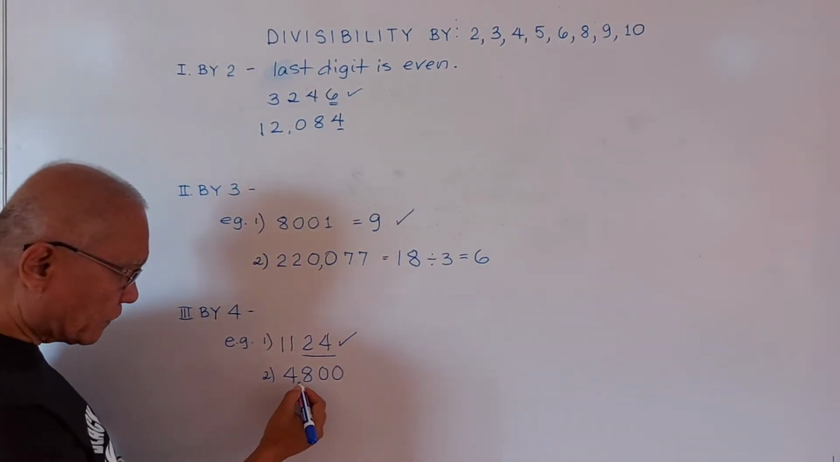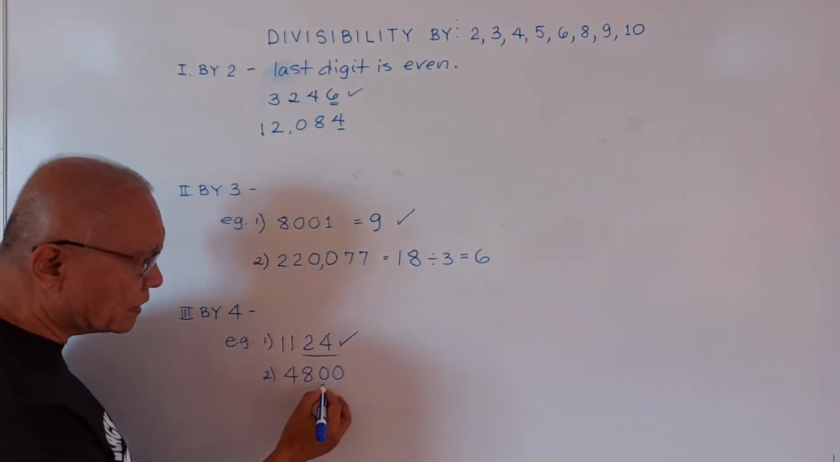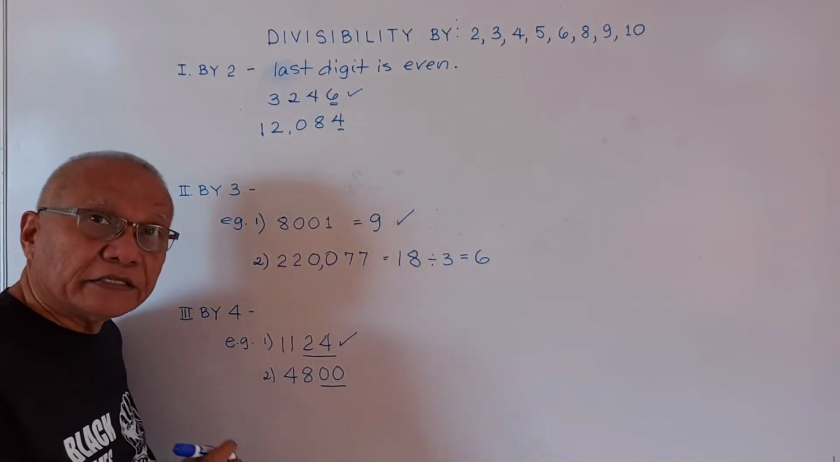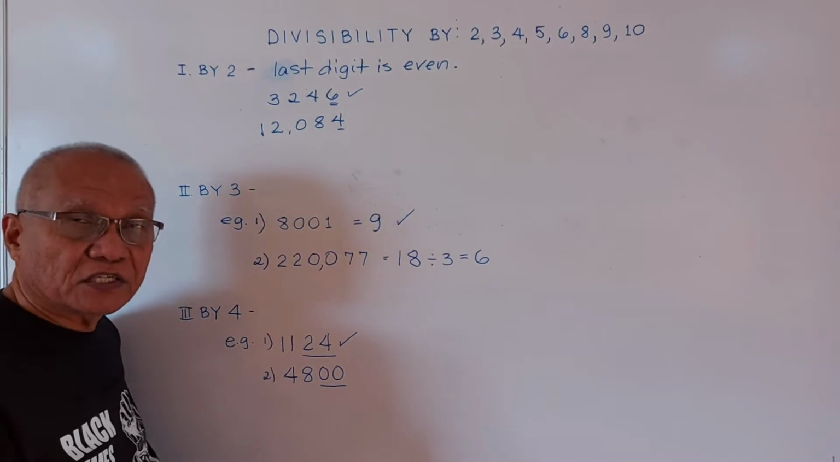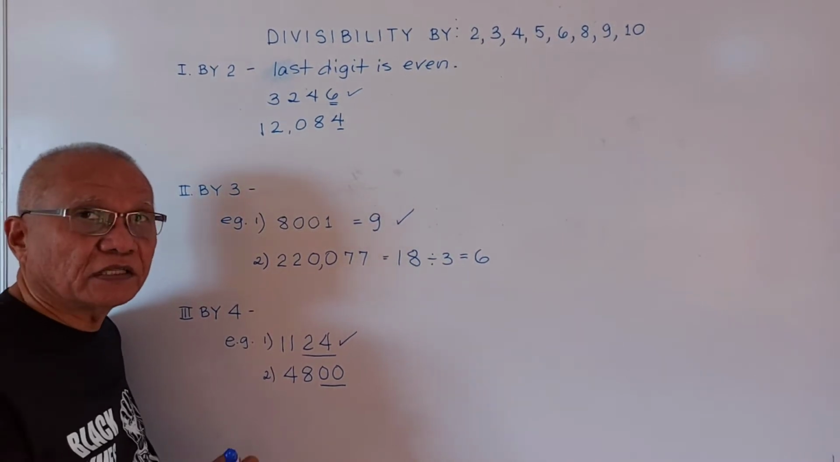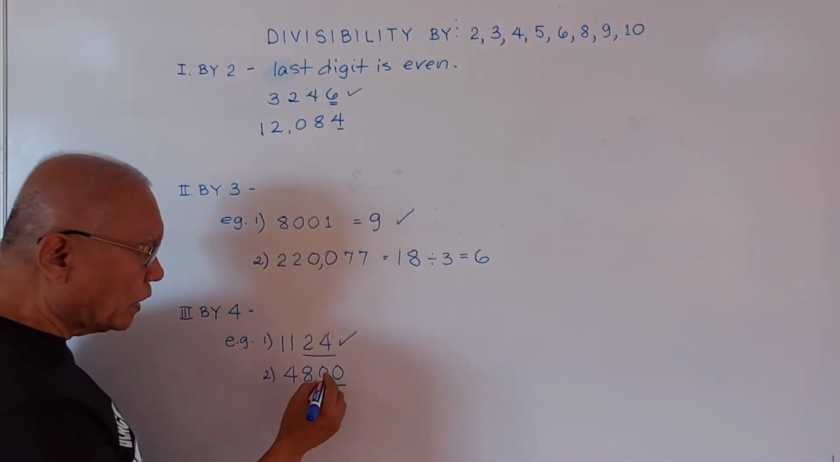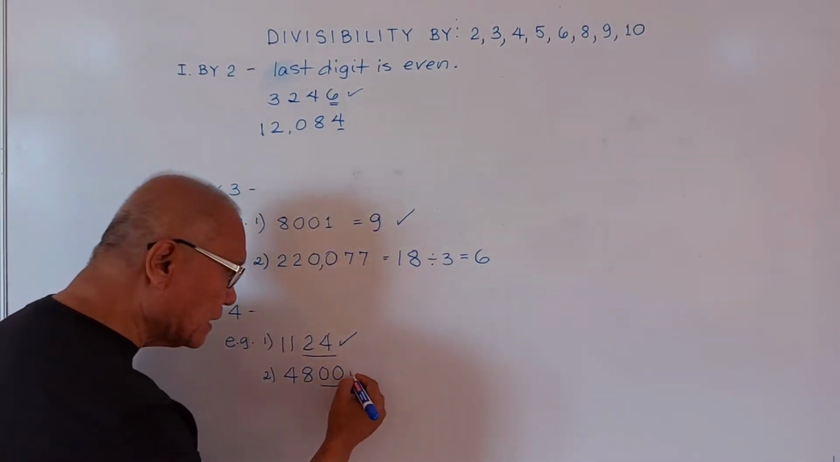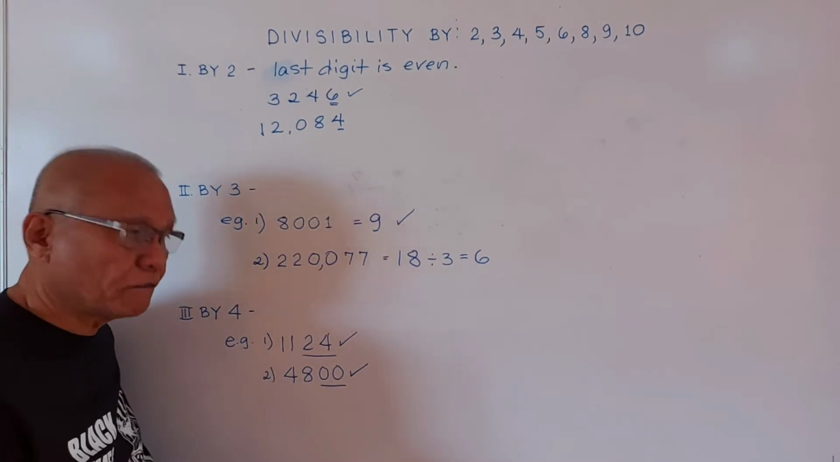What about this 4,800? The last 2 digits are 0, 0. And 0, 0 is divisible by 4. It can be divided by 4. Therefore, if the last 2 digits end in 0, 0, that is divisible by 4.